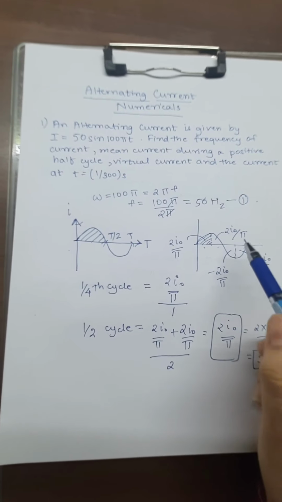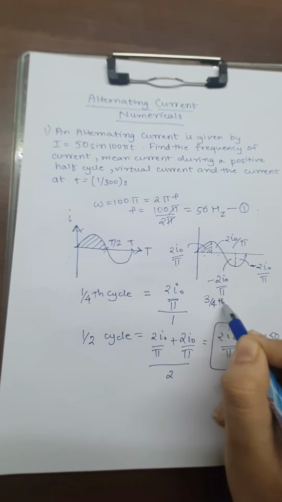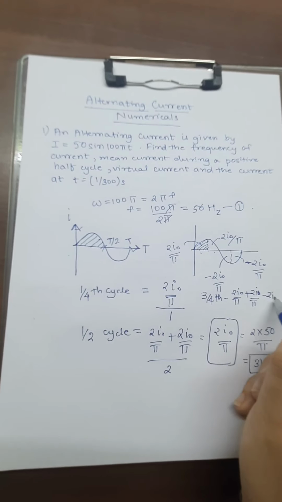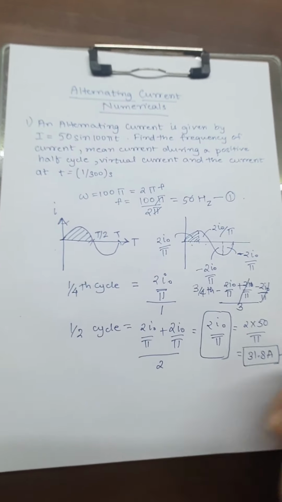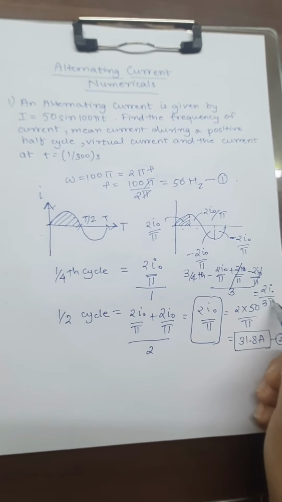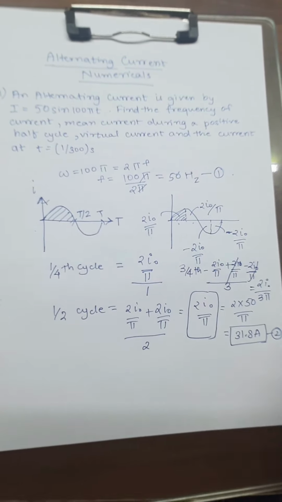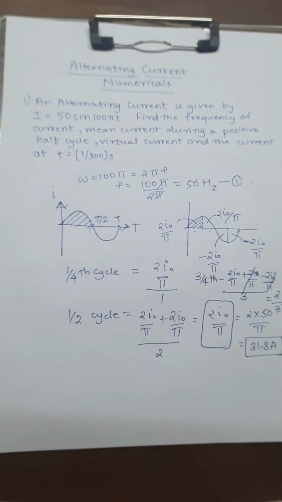And if we want to find for 3/4 cycle, it will be 2 I naught by pi plus 2 I naught by pi minus 2 I naught by pi, which will be equal to 2 I naught by 3 pi. This is just a simple trick, and for the whole cycle it will be 0. You can check it by calculating.